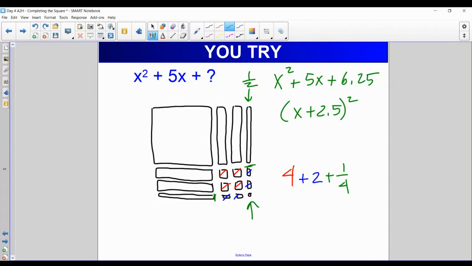And this is x plus 2.5 squared. And hopefully you're all seeing that this number, when doubled, gives you that. So this is a times 2. And when you look over here, this is squaring it to get that.